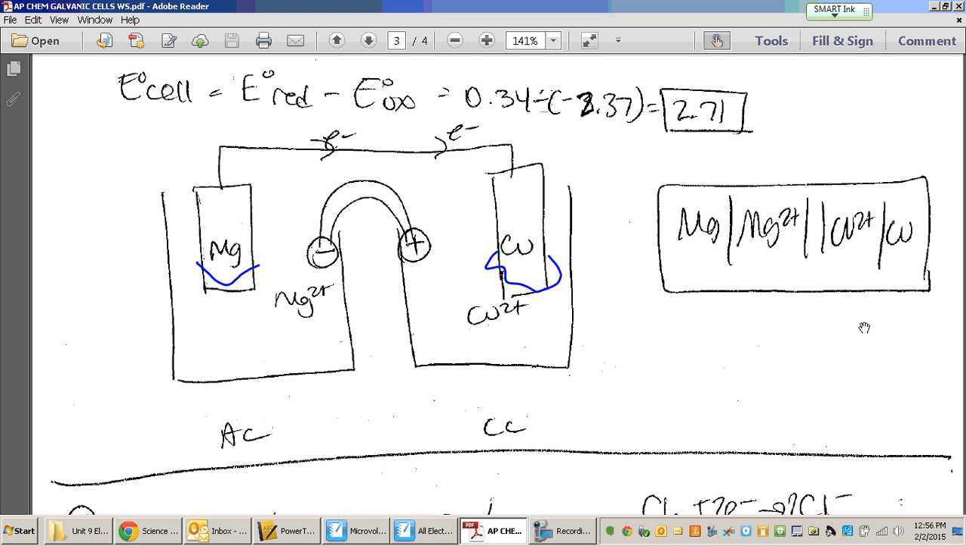This was a question on the AP exam last year. It said, here is a cell, an electrochemical cell, spontaneous.